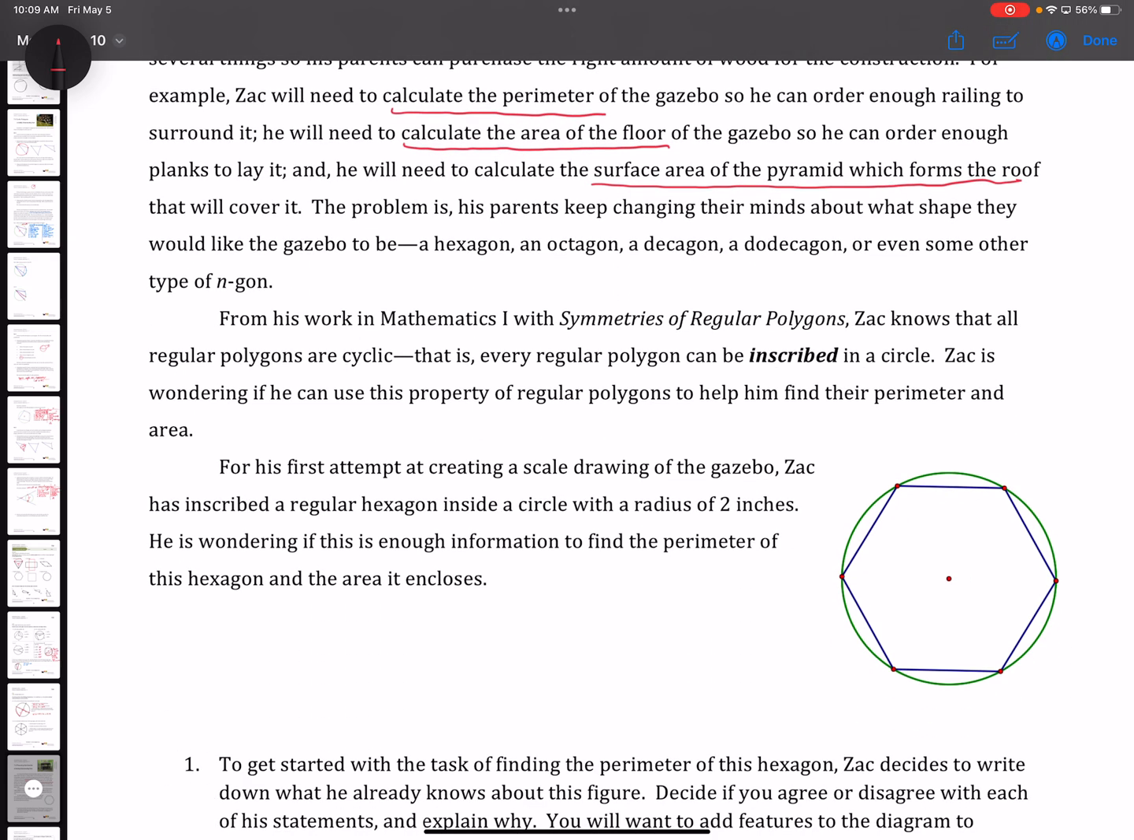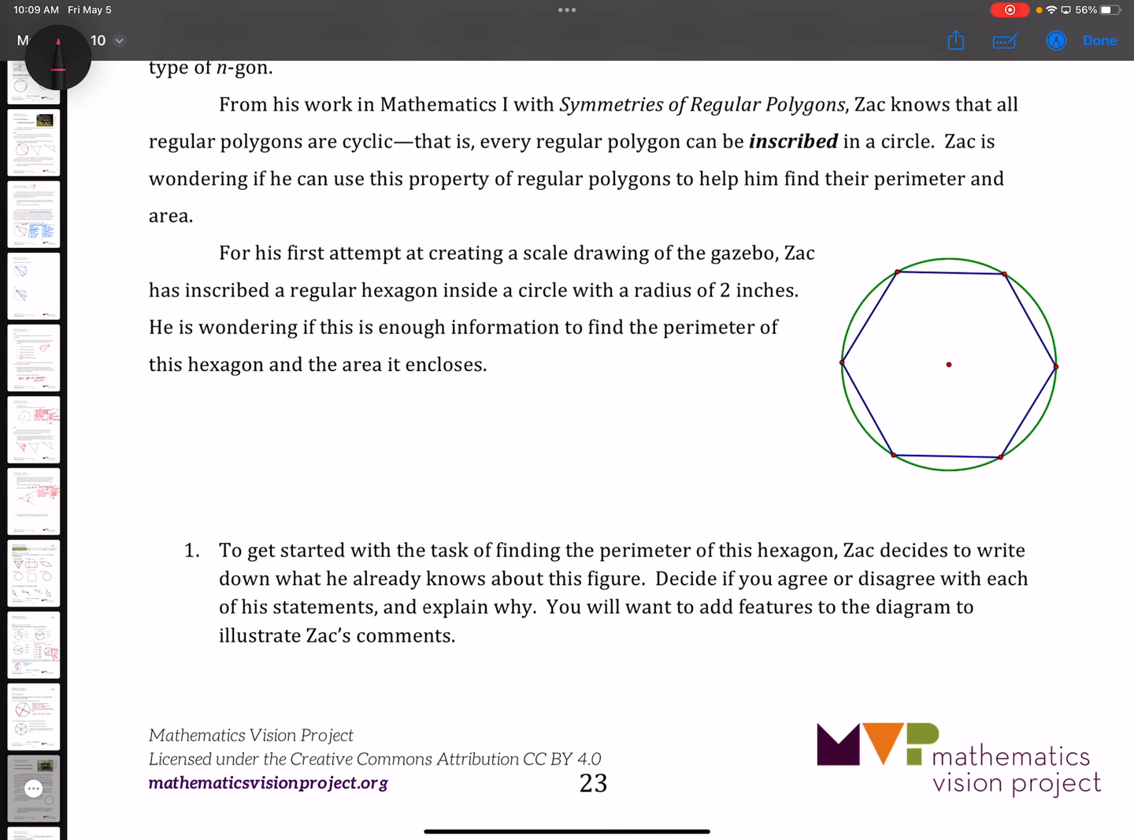Parents. From his work in Mathematics 1 with symmetries of regular polygons, Zach knows that all regular polygons are cyclic. That is, every regular polygon can be inscribed in a circle.